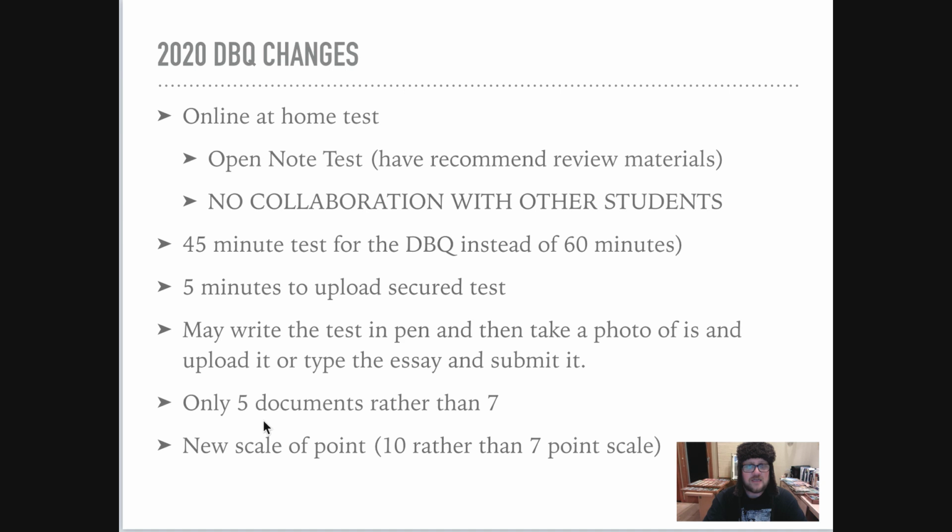Okay, this DBQ will only have 5 documents rather than 7. So it's going to be a condensed version, which means there'll probably be 3 documents that are supporting, or more in favor of, a prompt, and 2 documents that are sort of contradictory, typically is how it goes. That's most likely. And there's going to be a new scale or rubric. They're adding 3 points to the previous 7-point scale. And we'll go through all those to 10 points and what is added to that previous 7-point scale.